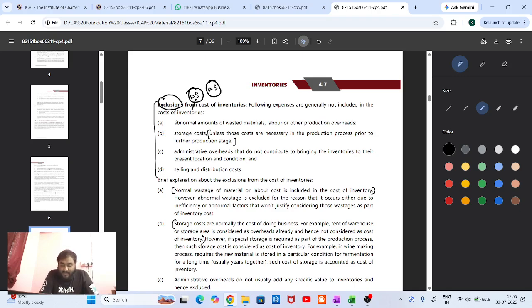A means abnormal amount of wasted material, labor, production overheads. Another means storage cost, I'll explain that later. Another A means administrative overheads. Another means selling and distribution cost. These are the things that are not included in the cost of inventory.